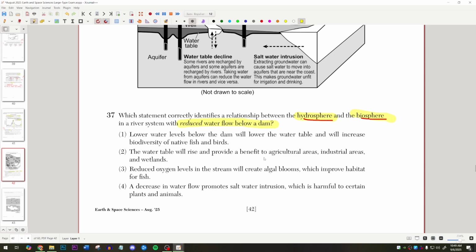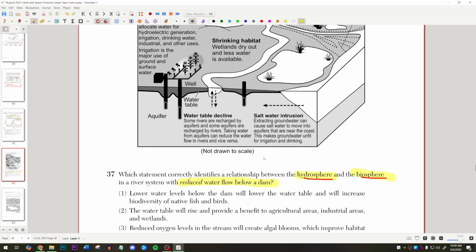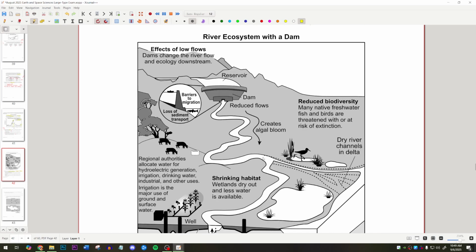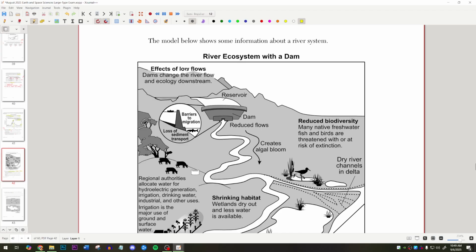See, now I already know that I'm going to have to read this whole thing because it's such a specific question. So let's just look around. We're going to have to read this whole thing. All right, here we go. Ready? River ecosystem with a dam. Effects of low flows. Dams change the river flow and ecology downstream. Okay. There's a reservoir. There's a dam. And we're reducing the flow, which is going to create algal blooms. So the dam created the algae.